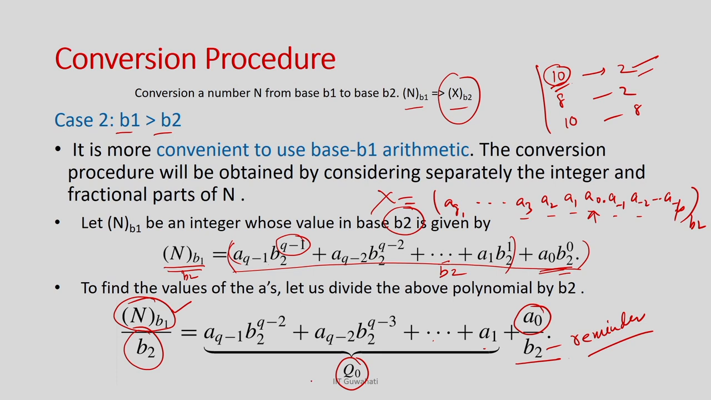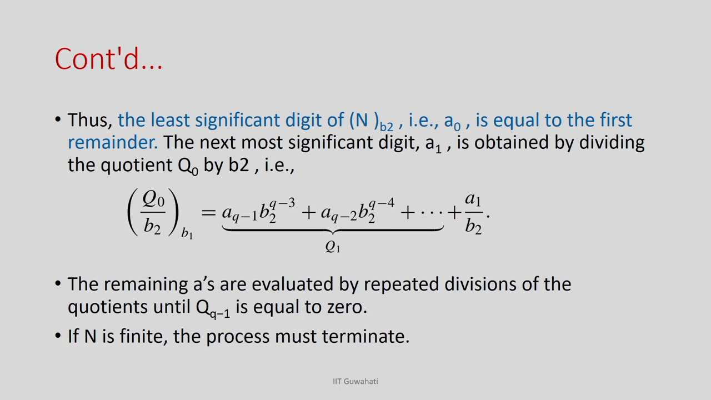Okay. So, if I keep applying this repeatedly, I will take this Q0 and again divide by B2, then I will get A1 as the remainder. So, this is nothing but the next bit, and I will keep repeating until I get A(Q-1) also. This is the process that I am going to follow, and this will always terminate because there is a fixed number of values. Every time I am getting one of the digits in base 2.